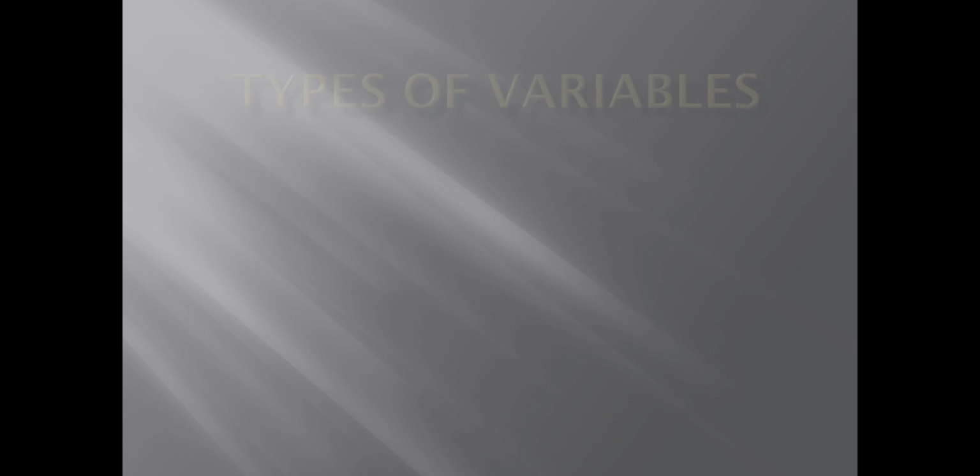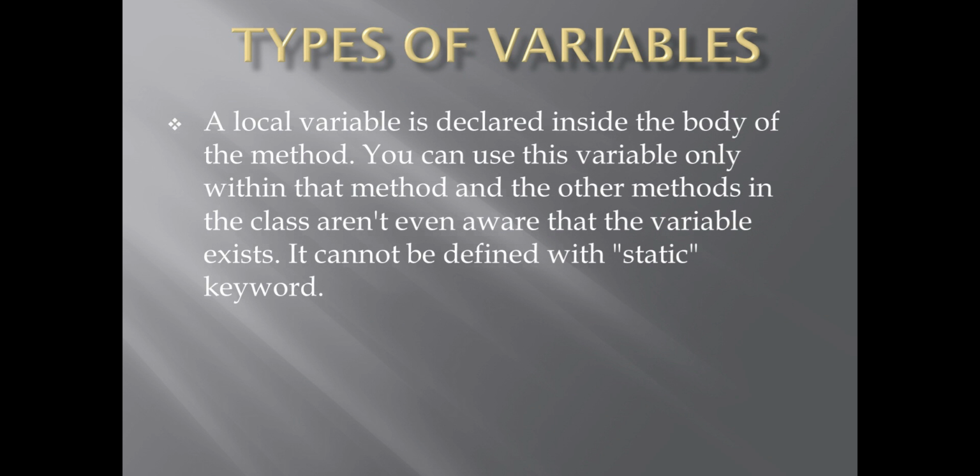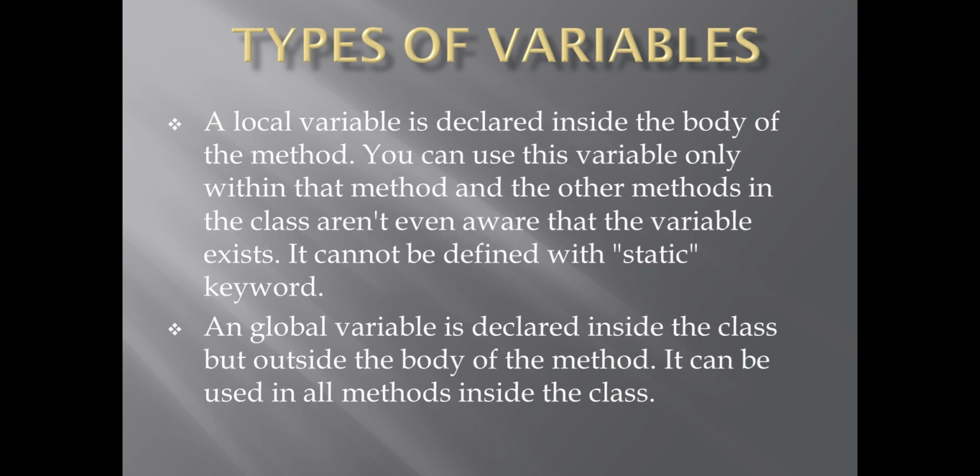So now let's know what is a local variable. A local variable is declared inside the body of a method, and any other methods in the Java class are not aware of that variable, and of course they cannot access it. And it cannot also be declared as a static variable. On the other hand, a global variable is declared inside the class but outside the body of the method, so it can be accessed in all methods inside that class. Okay, that is the types of variables. Now let's go to see that in code.